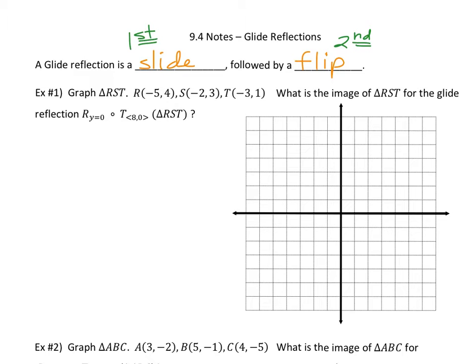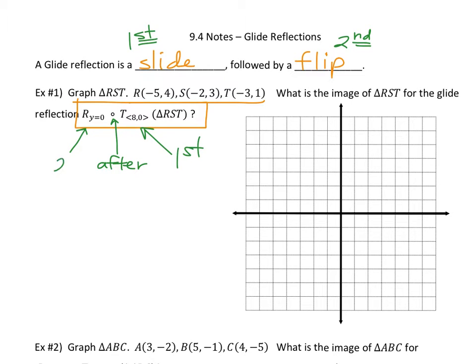Example 1 here, it says graph triangle RST. So we have R, S, and T. We're going to plot those points in just a minute. But here's what I want you to see. This is the rule for a glide reflection. Okay, this little dot in the middle, if you can remember that that's the word "after," that's super helpful, because this is saying do a reflection over the line y equals 0 after you've done a translation of 8, 0. Okay, so this is what you're going to do first, and this is what you're going to do second. So either think of it that way or just think we're doing it in reverse order, if that's helpful.